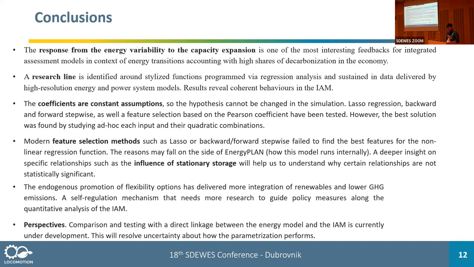Regarding the lasso regression, backward and forward stepwise regression, and the more complex feature selection, we finally selected the Pearson coefficient to dynamize the selection of these inputs. The best solution was found by studying at the end the ad hoc selection of inputs to include also quadratic combinations. The modern feature selection methods, such as lasso, have failed. We need to analyze further why, especially because they remove the influence of stationary storage, which is related basically with the design of the experiment. What we include in the ranges for each input is very sensitive for the regression analysis.